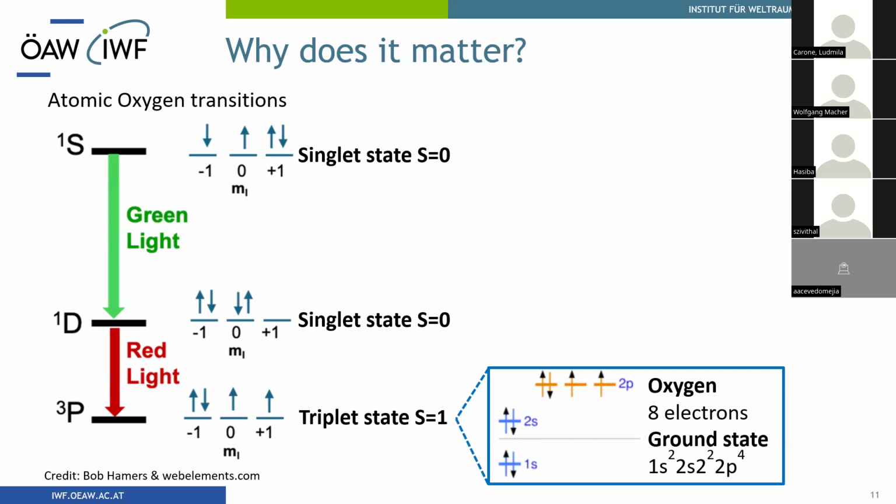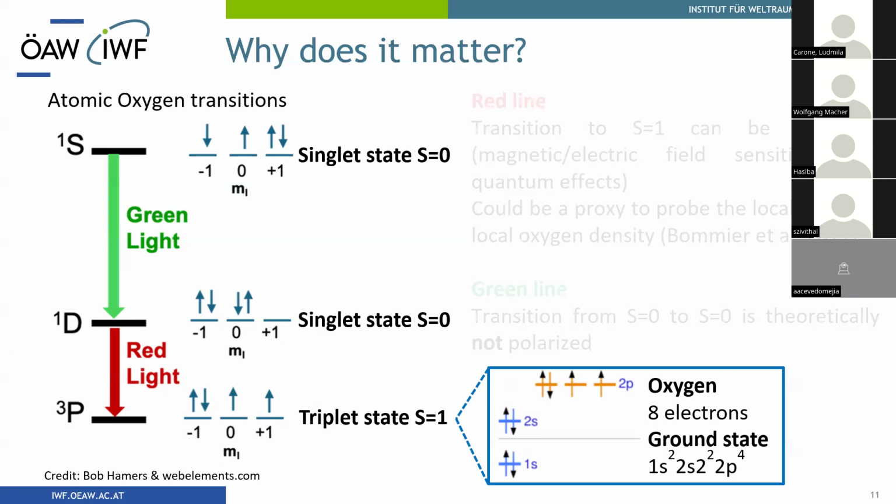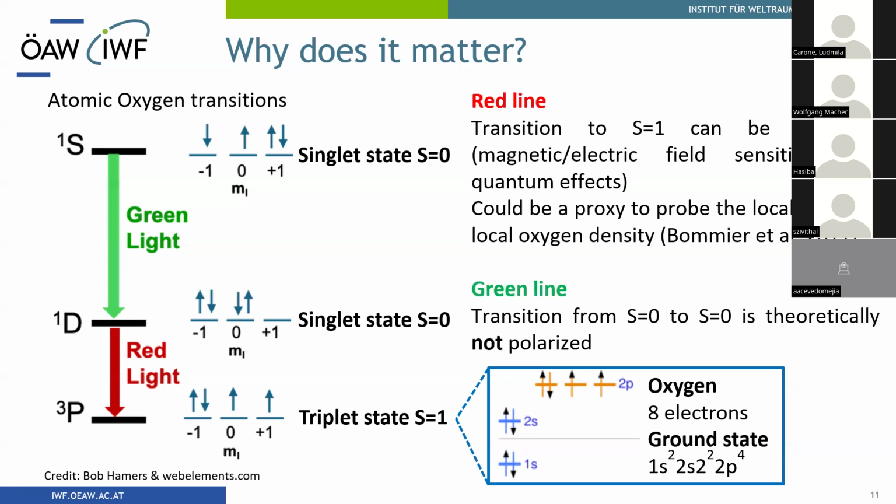But then you get emission of green line or red line. What is important here is they don't have the same kind of quantum degree of freedom. So this has an S of 1, the total spin number, and the other two have S of 0. What this means is that for the red line, you have a transition from singlet to S1.